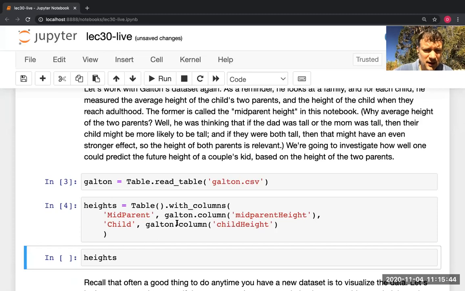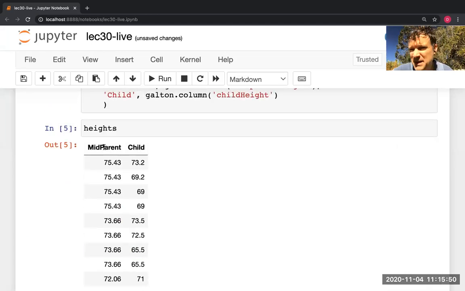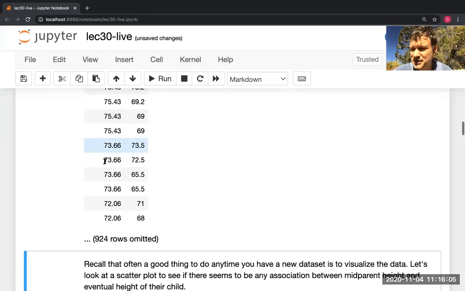And so the child column here is going to have the height of the kid. And as a reminder, this mid-parent height refers to taking the height of the father and the height of the mother and averaging their two heights, because we figure both their heights matter. All right. So he was imagining if the mid-parent height is higher, then the child's height is probably higher. So let's see if that seems to be the case.